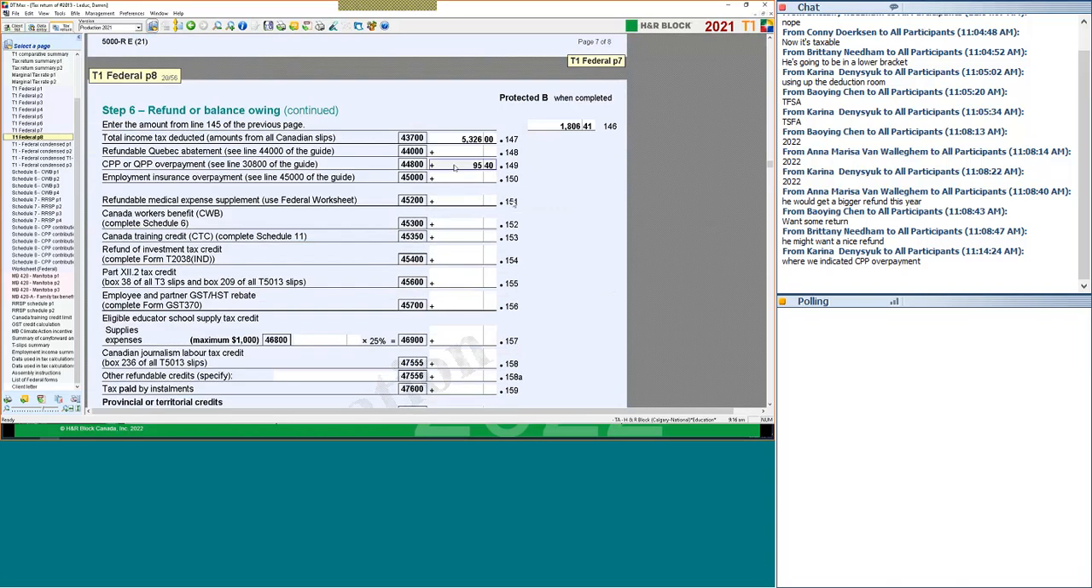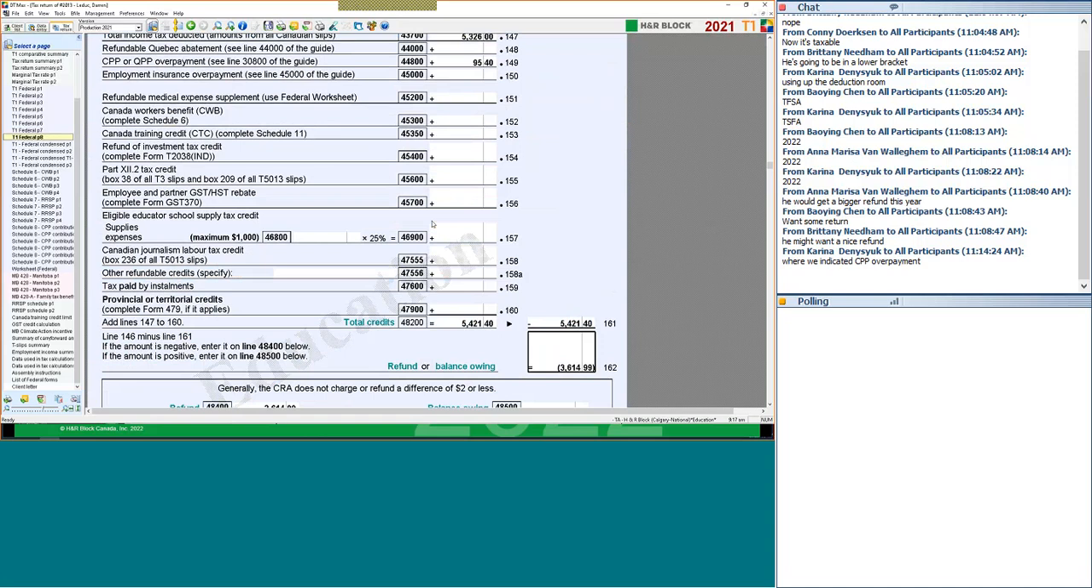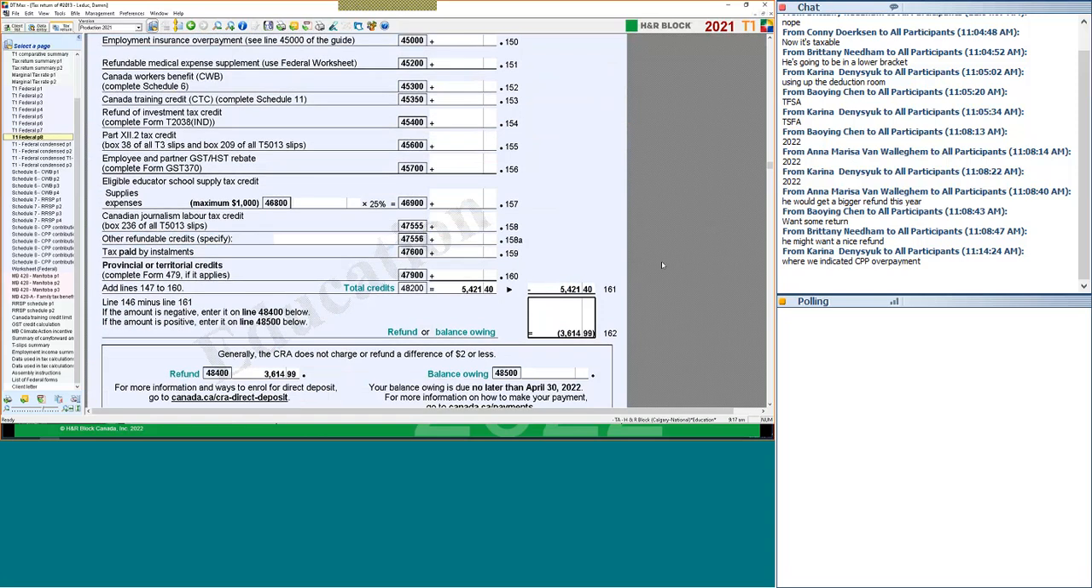And there, for you, Karina, is the CPP overpayment. So remember, the refundable portion of anything comes at the end. So we're going to, first of all, give him a refund because he paid more tax than he needed. And then second of all, we're going to give him a bit more refund because he also overpaid on his CPP. Add those together, we get 5421.4. Total refund this year, $3,614.99.